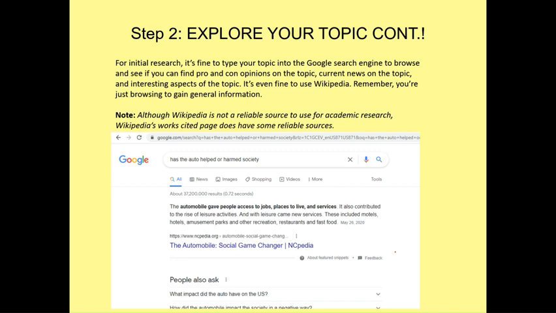And it's fine to use Wikipedia. There's nothing wrong with Wikipedia. Everybody uses Wikipedia. But just remember, it's just for general research. It's not for academic research. It's just for your general observation to get some ideas. The one thing you can use on Wikipedia is the works cited page, because the works cited page on each Wikipedia page has some really reliable sources.